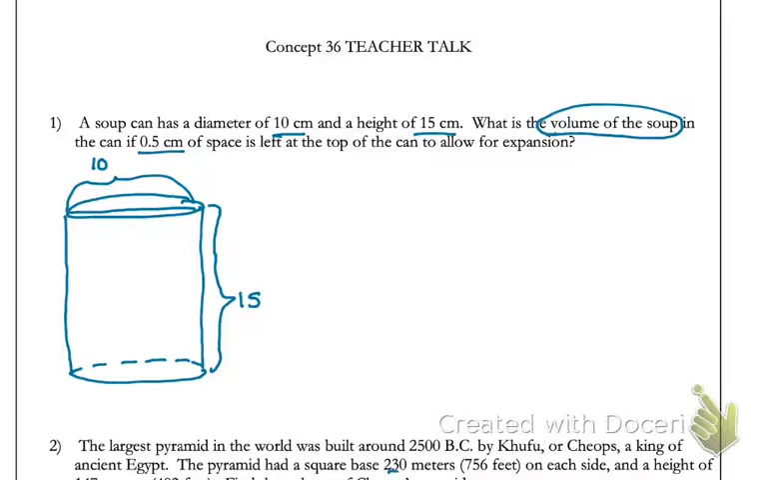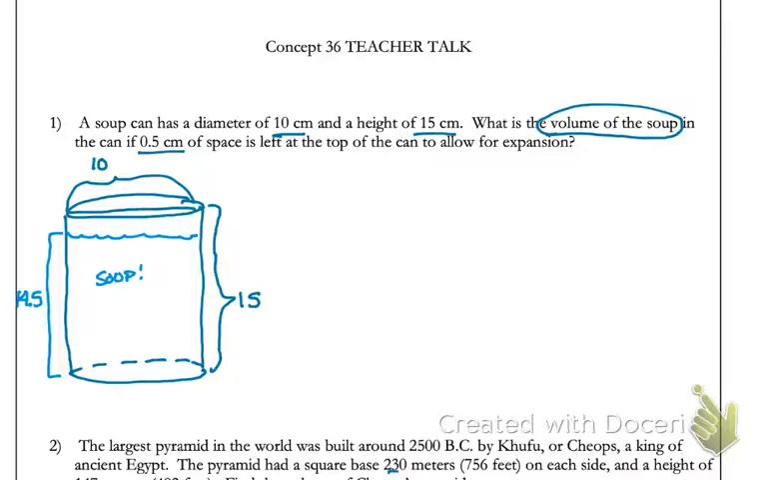Now we're asked to find the volume of the soup though. So if we go ahead and draw in the soup here, we know that there's 0.5 centimeters between the top of the can and the start of the soup. So that means if the total height of the can is 15, we need to subtract 0.5 from that total height to give us the height of the soup, which in this case is going to be 14.5 centimeters. And so now that we have all these lengths, we can go ahead and use our formula for volume of a cylinder.